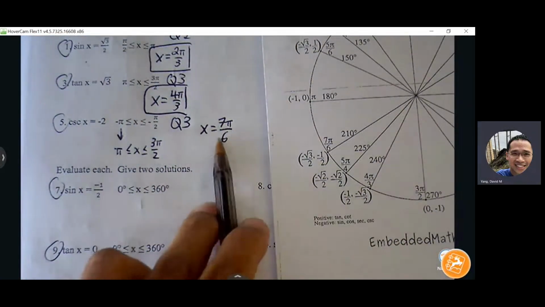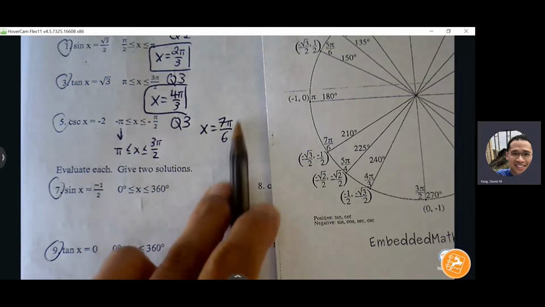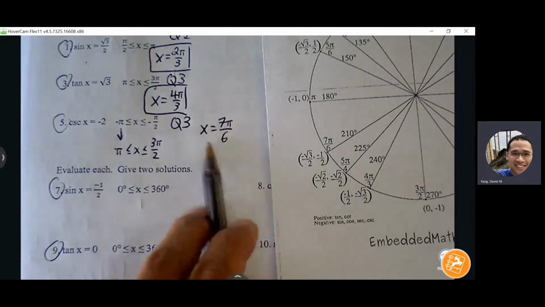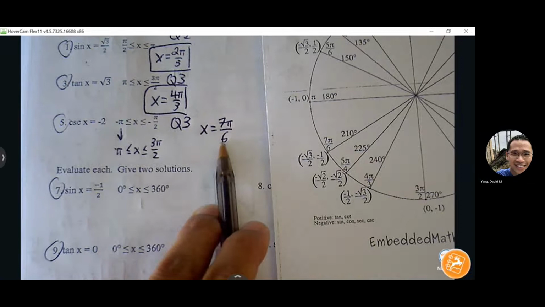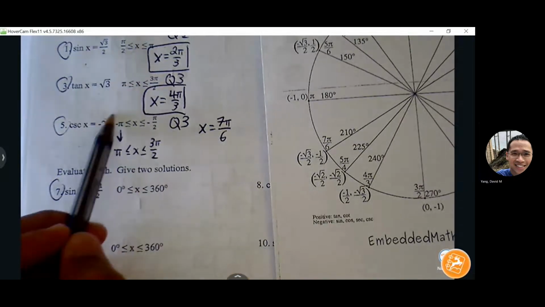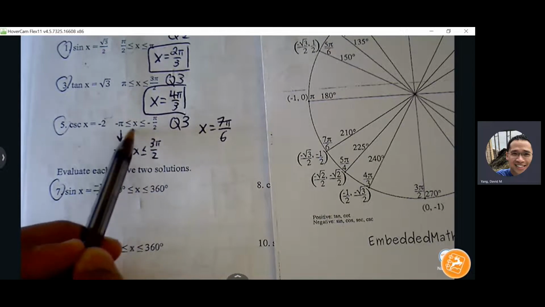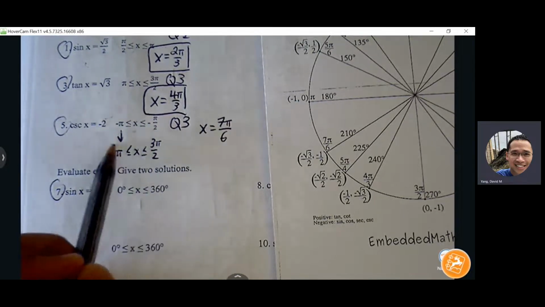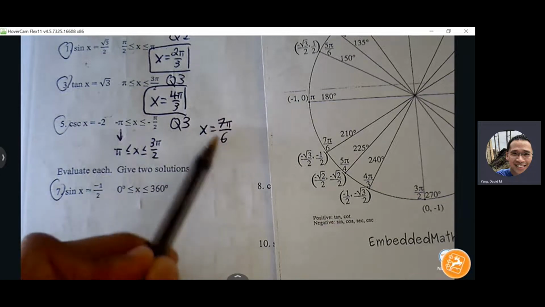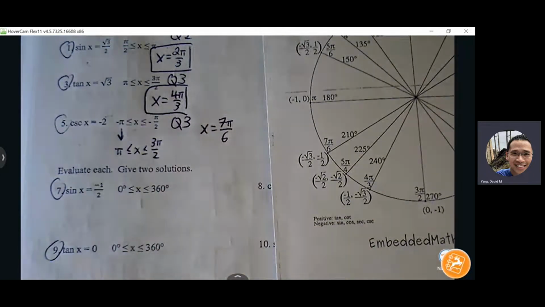Now, that's where the location is, but what's a little bit off about 7 pi over 6? It says x is between negative pi and negative pi over 2. So we have to make an adjustment to get this to land between these two values. So what can I do to make this land? Subtract 2 pi. Yeah.